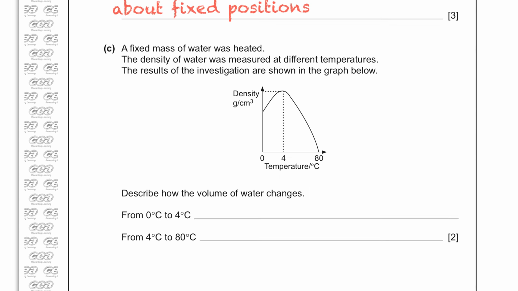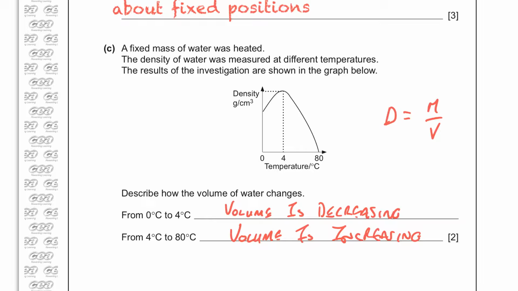Part C, a fixed mass of water was heated and the density of the water was measured at different temperatures. The results of the investigation are shown in this graph, and you can see density is rising between 0 and 4 degrees and falling between 4 and 80 degrees. Describe how the volume of the water changes. So remember that density is mass over volume. So if density is rising, volume is decreasing, and if density is falling, volume is increasing. So density is rising from 0 to 4, so volume is decreasing. And from 4 to 80, density is falling, so volume must be increasing.